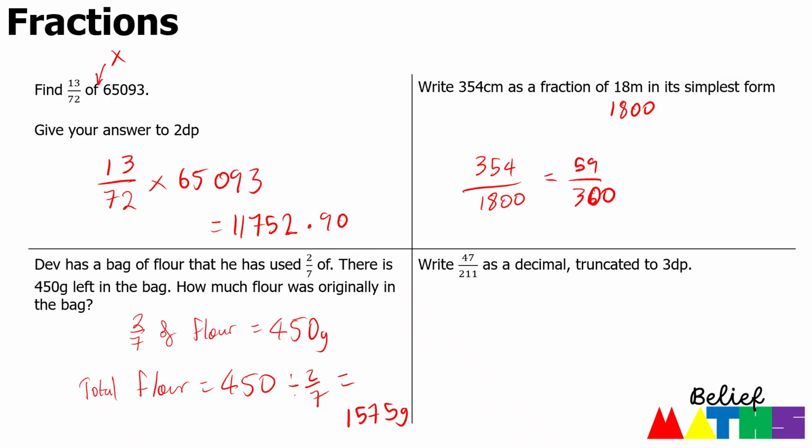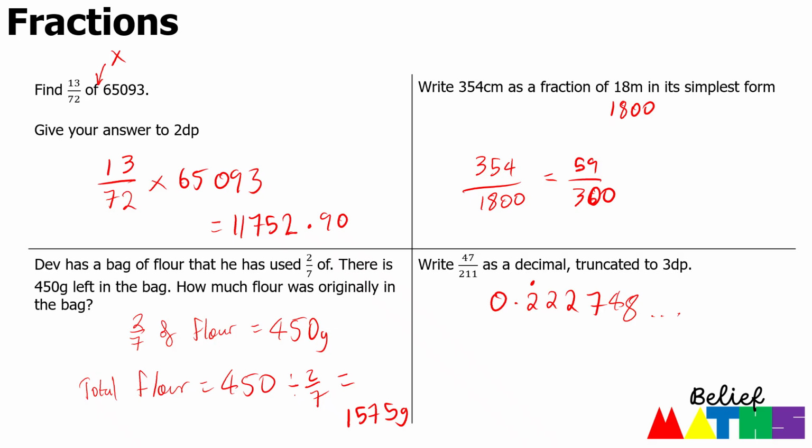And then finally, write 47 over 1211 as a truncated decimal. So we stick that in our calculator, 0.22274 and so on. Now you'll notice that when you do this in your calculator, there's a little dot there on top. That means recurring. However, if you scroll to the right of your calculator, you'll notice that quite a bit along there's a second dot.